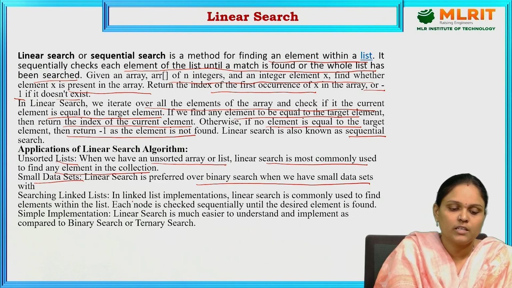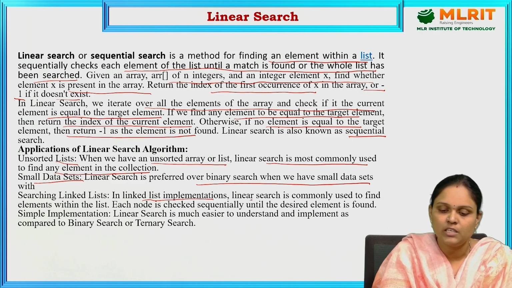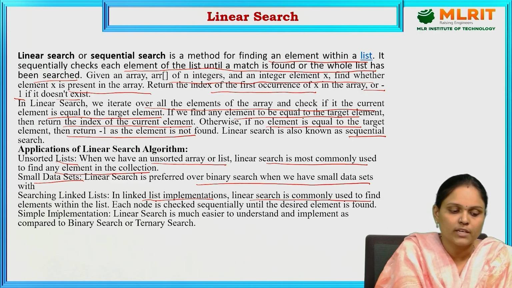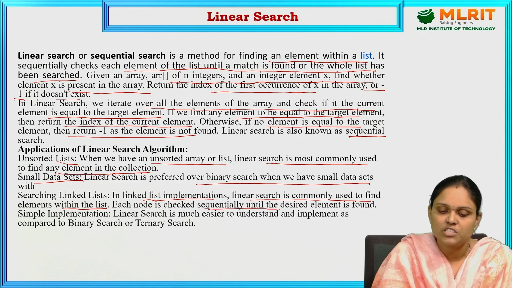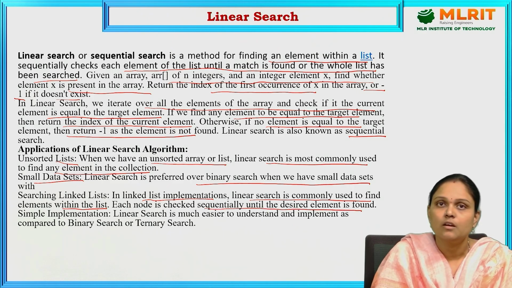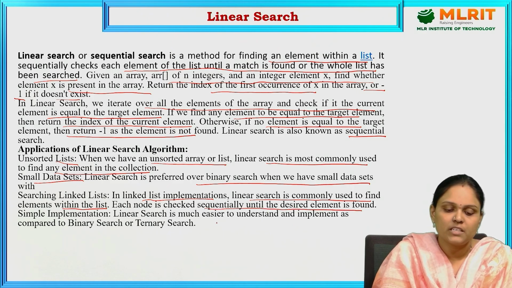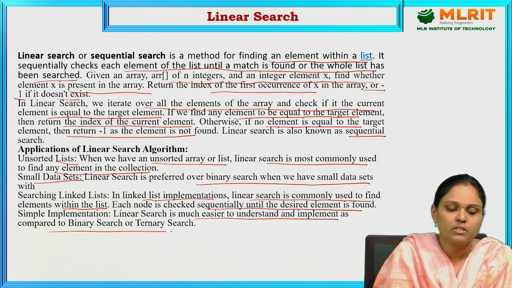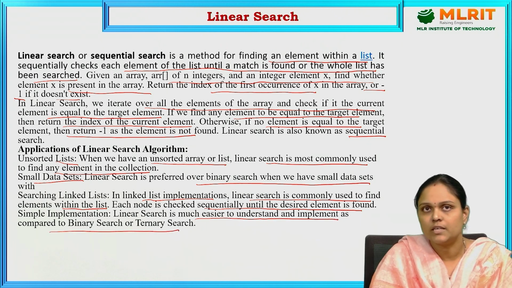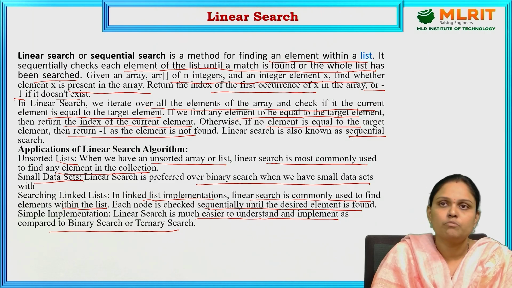Searching a linked list: in a linked list implementation, linear search is commonly used to find elements within the list. Each node is checked sequentially until the desired element is found. Simple implementation: linear search is much easier to understand and implement as compared to binary search or ternary search. Coming to the concept of the linear search.